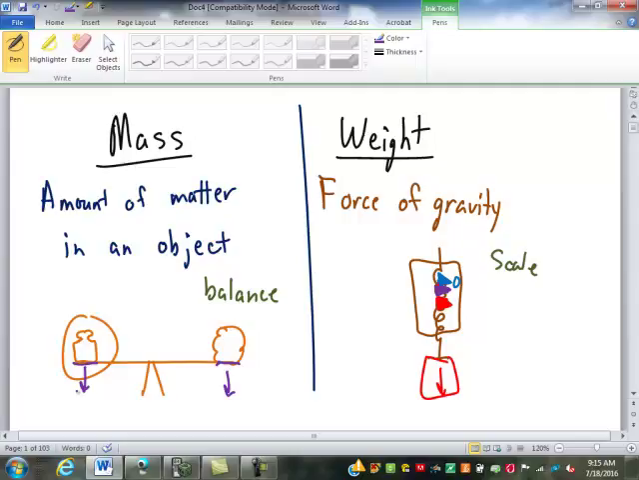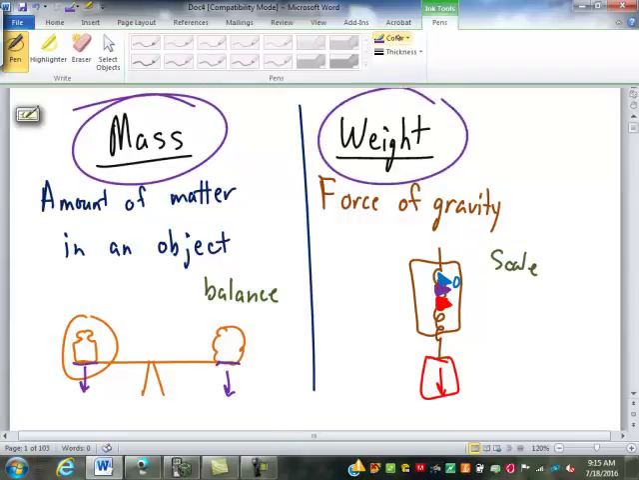On Earth, we tend to use the two interchangeably because gravity is relatively constant on Earth. It's actually a little bit stronger at the North and South Pole and a little bit weaker right at the equator. But it's close enough to the same that if you know the mass, you pretty much know the weight of an object. So we use them interchangeably. But just be aware that when we're talking about grams and kilograms and stuff for metric units, what we're really talking about there is mass. And when we're talking about pounds and ounces in our standard units, that is talking about weight.